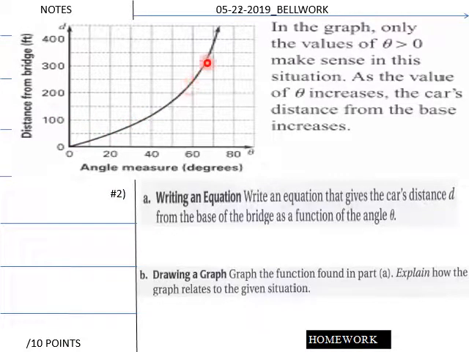Here is the graph of the situation here. Distance from the bridge. The angle measure, as your distance changes from the bridge, your angle measure will change for it.